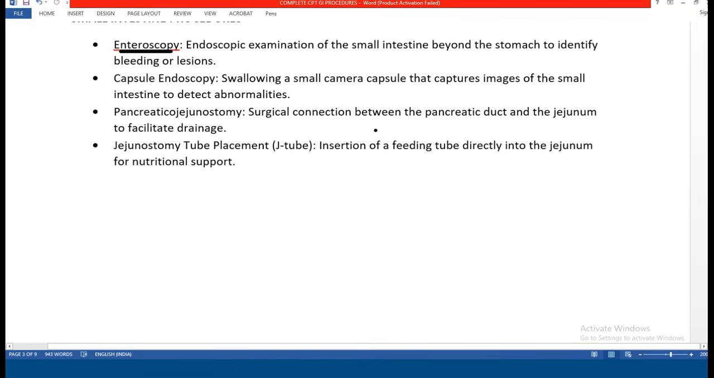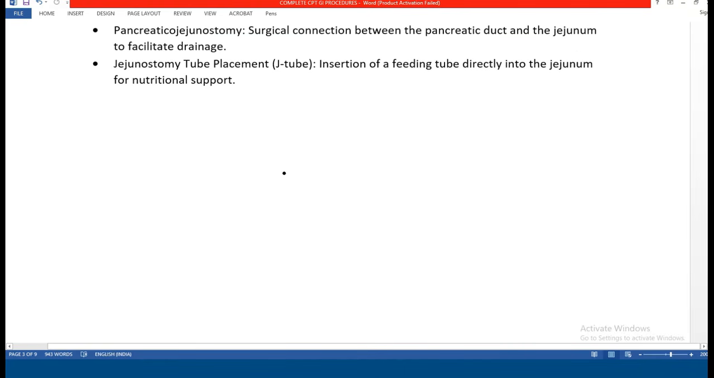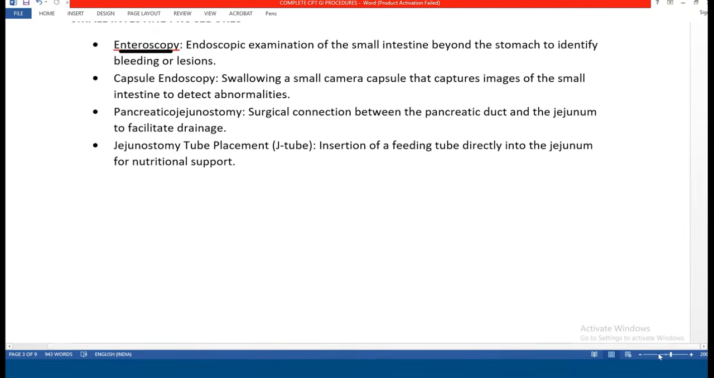Pancreaticojejunostomy. So a surgical connection between the pancreatic duct and the jejunum to facilitate drainage is called pancreaticojejunostomy. Jejunostomy tube placement. Usually in the operative report we will see it as a J tube. So insertion of a feeding tube directly into the jejunum for nutritional support is called jejunostomy tube placement.